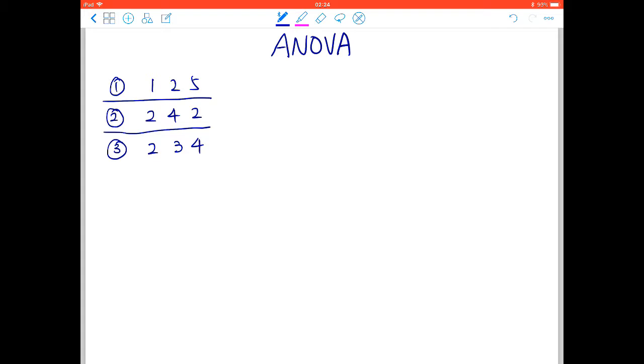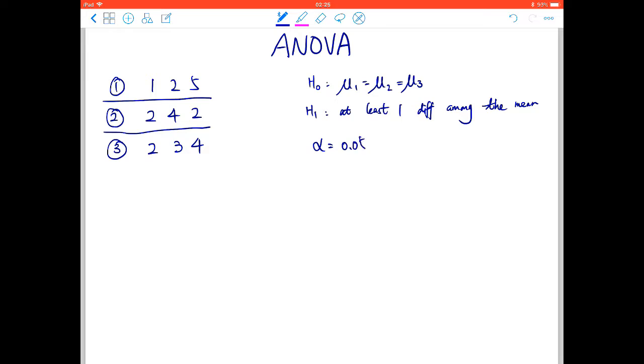Before conducting an ANOVA test, we need to have a hypothesis. For the null hypothesis, I will say mu1 equals mu2 equals mu3, and the alternative hypothesis will be at least one difference among the means. And in this test, we set alpha to be 0.05. Okay, now we are going to do the ANOVA test.